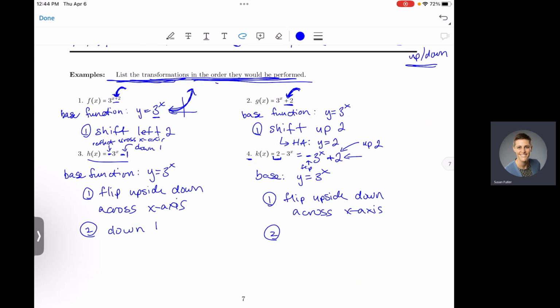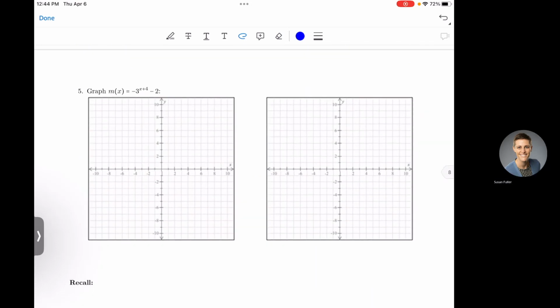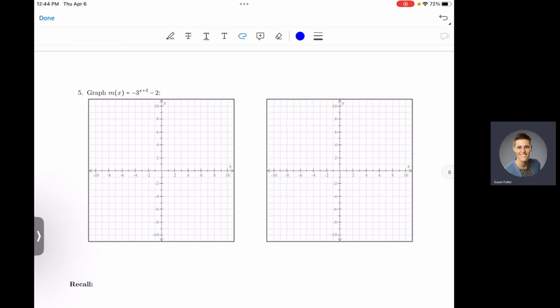And the second thing that we'll do then is shift this thing up 2 units. All right. Last thing is that we want to graph this function: negative 3 to the x plus 4 power, minus 2. Okay, so our base function here is y equals 3 to the x.